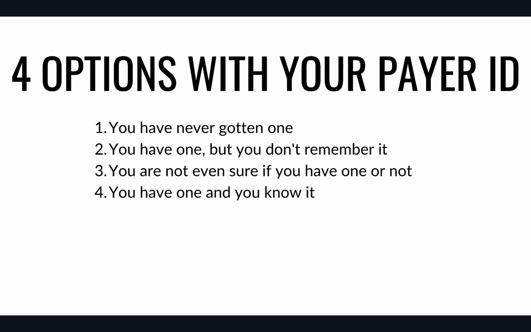Now, in getting your payer ID, you will fall into one of these 4 options. You are either in number 1, where you have never had a payer ID, you've never gotten one before. Or you are in number 2, where you have a payer ID but you don't remember it. Or you are in number 3, where you are not even sure if you have ever had it or never had it. Or you are in number 4, where you know the payer ID and you know you have it, right? So you're going to fall into any of these 4 scenarios, and I'm going to teach you how to go through any of these.